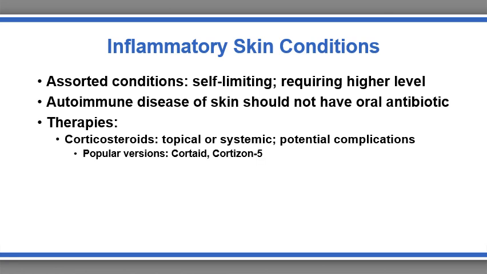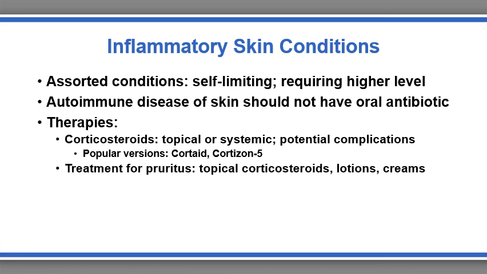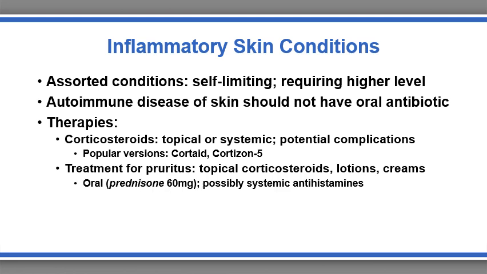I'm just going to name some popular versions here. Cortaid or Cortisone 5 are very popular corticosteroids. This is probably one of the biggest treatments for pruritus. Topical corticosteroids can be used to reduce itching, and various lotions and creams can be utilized for that. Some options: you can possibly use just an oral prednisone, possibly some other systemic antihistamines, or even just basic calamine lotion.